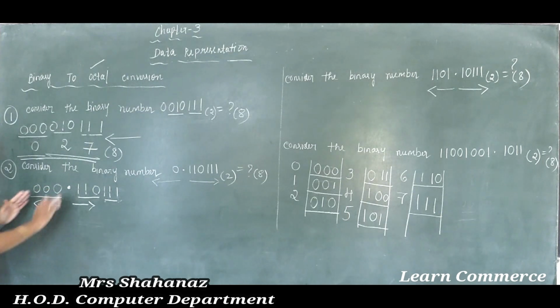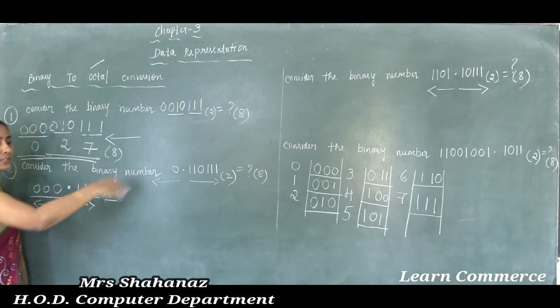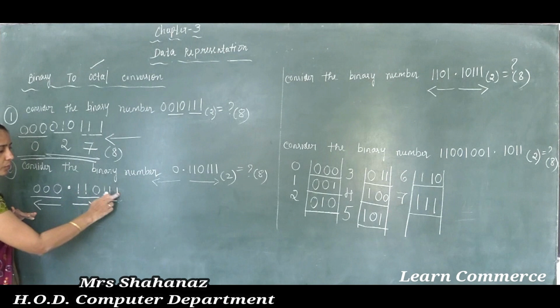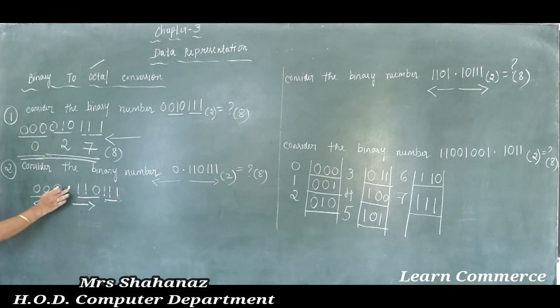Clear this point here. Fractional point, you have to keep moving outward. Clear this one. So 110 111, but in case of our fraction, that means you have to add in MSB.